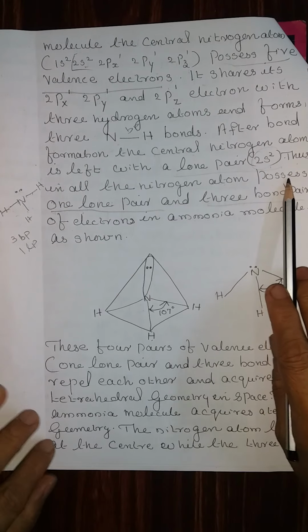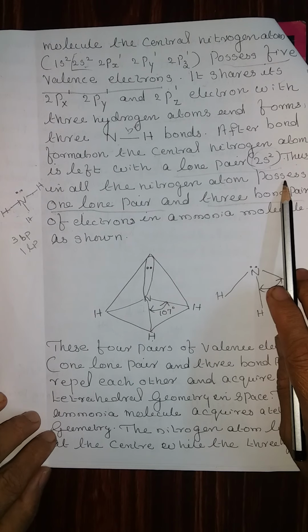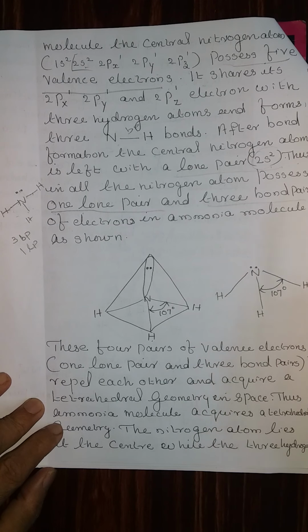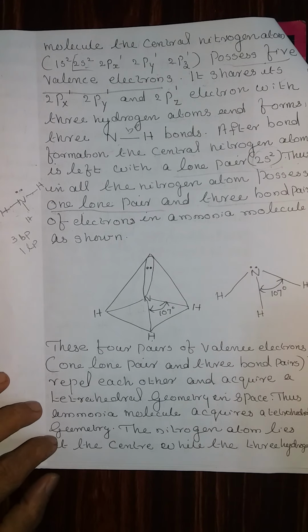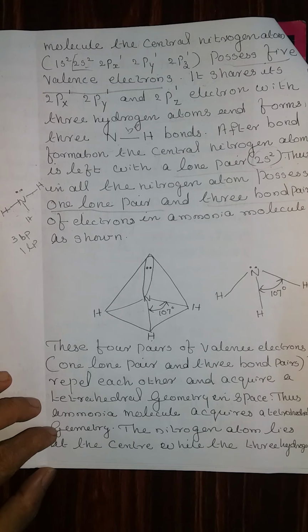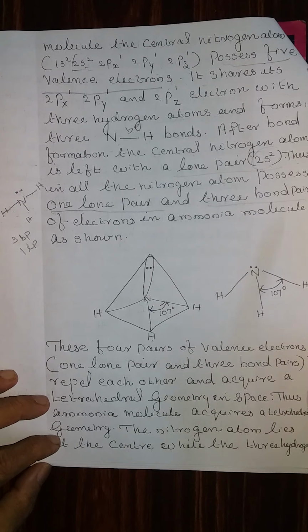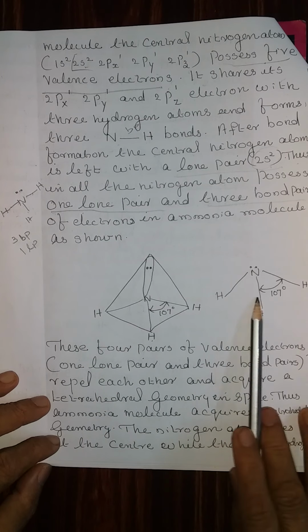Fill in the blank question. In ammonia, dash is the number of bond pairs and dash is the number of lone pairs. Any number can be given in the bracket. If you know the answer, you can correctly select it. Now this is the diagrammatic representation.